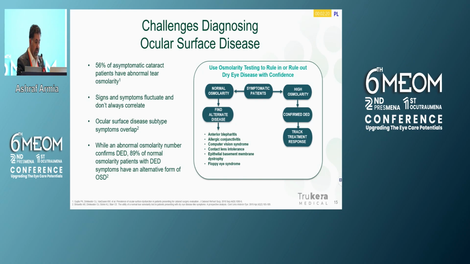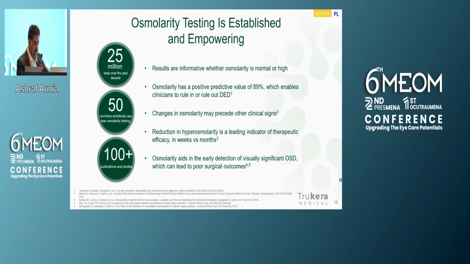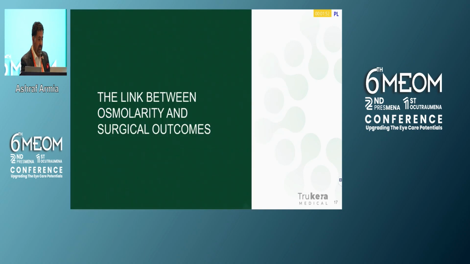And using this scheme, if you have a symptomatic patient, you divide into normal osmolarity and high osmolarity. With high osmolarity, it's confirmed dry eye disease, and you track the patient to treat and re-establish the osmolarity. If it's normal, look for another cause like anterior blepharitis, allergic conditions, a lot of things. It's not dry eye disease. And a lot of people worldwide are doing the testing nowadays.